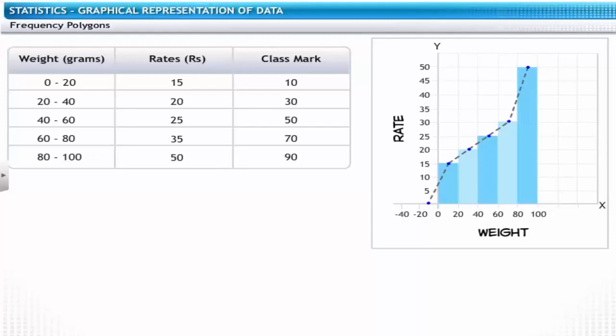Now, consider class interval of 100 to 120 after the last class interval given in the table. Join the midpoint of this class interval, that is, 110 on the x-axis, to the end of the frequency polygon. This completes the required frequency polygon.